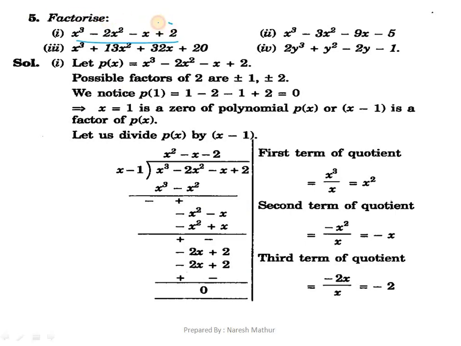Just focus on the numerical term, that is the positive 2. If we are talking about a cubic polynomial, the degree of a cubic polynomial is always 3, so there will be 3 factors also. If it is in the form of x plus a, x plus b and x plus c, when we multiply, there will be a condition where all the numerical terms are multiplied. So the factors will take help from the factors of this numerical term.